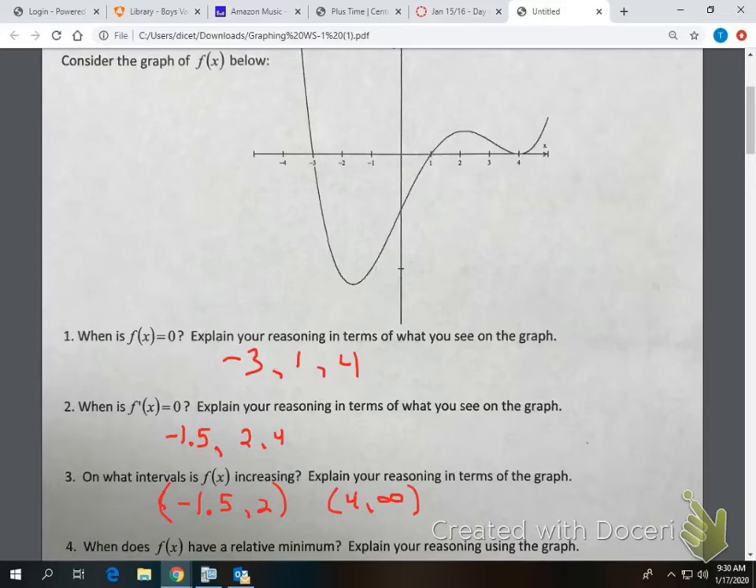Can you answer that last question, 6? When is the second derivative negative? Explain your reasoning. So I'll come over here on the side. I'll put numbers. I want to write down number 6. The question asks, when is the second derivative negative? Anybody think they know it? Matthew? From when to when? What interval?